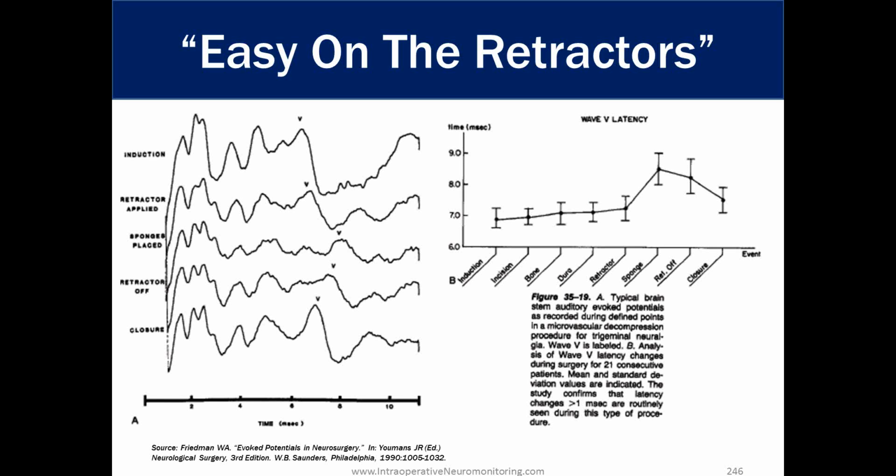Here we see what is probably the most common change you're going to see. We're doing one of these suboccipital craniotomies or retromastoid or something, and the surgeon has now inserted his retractor and is pulling the cerebellum out of the way to better visualize where he's going to be doing the surgery. And we see this shift out of wave 5 and wave 3 here. Wave 3 is starting to diminish, wave 5 is hanging on, but it's definitely shifting out in latency.